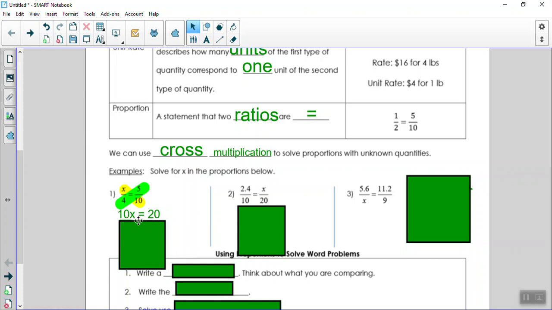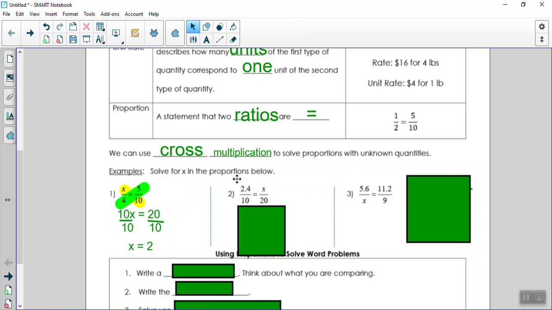But then we don't want to leave this here. We want to solve for x. So here we have a one-step equation, right? We just finished solving our inequalities and equations, so we want to get x by itself. To do that, we have to divide on both sides by 10, and we get x is equal to 2. Okay, so cross multiply, and then our last step is to divide.